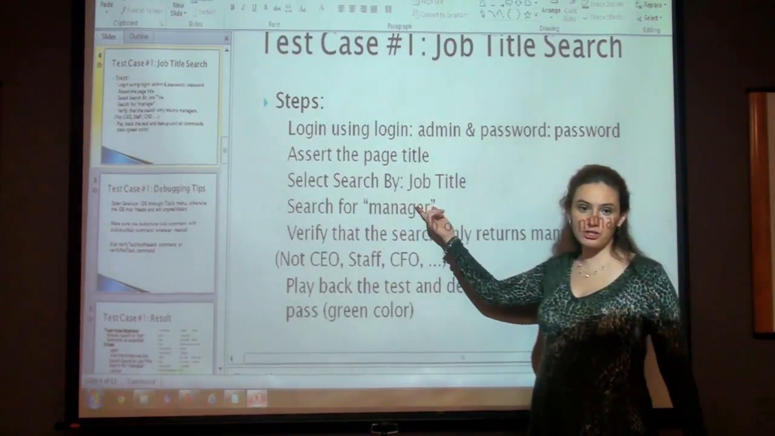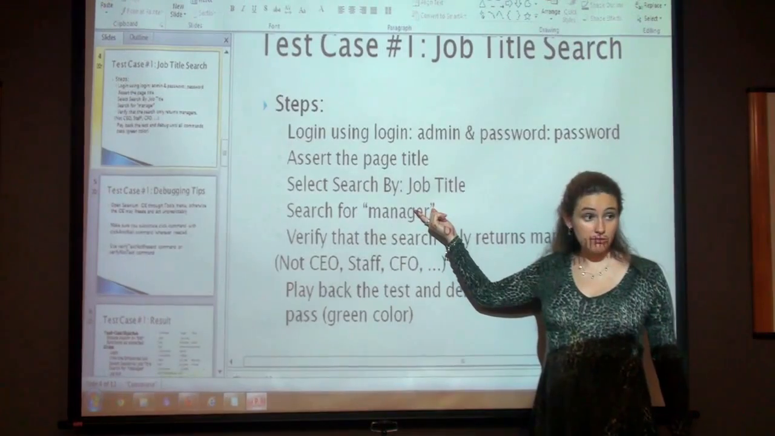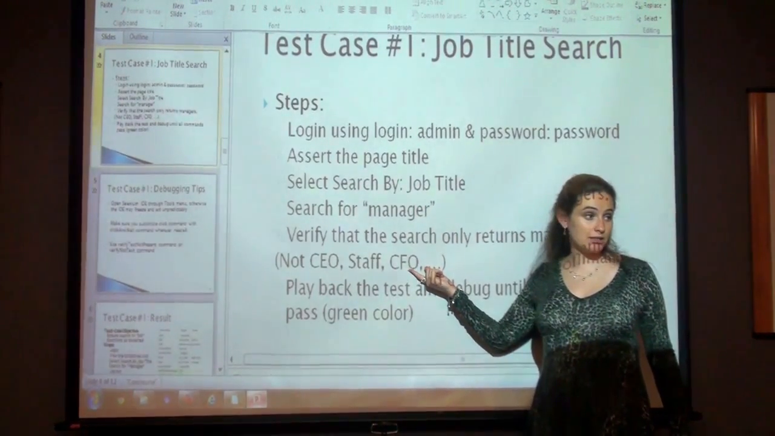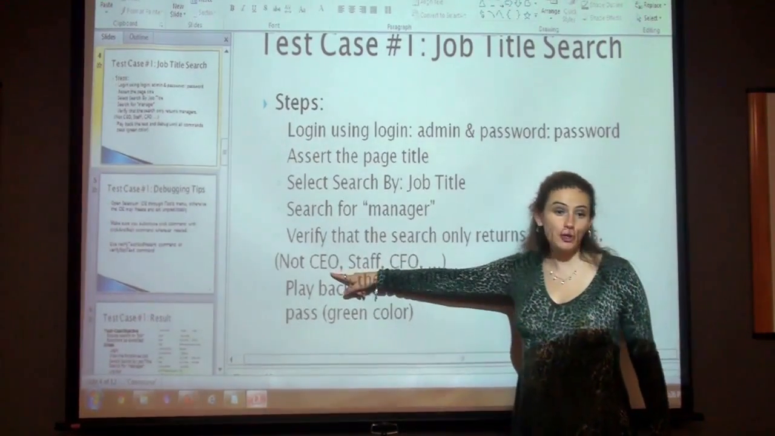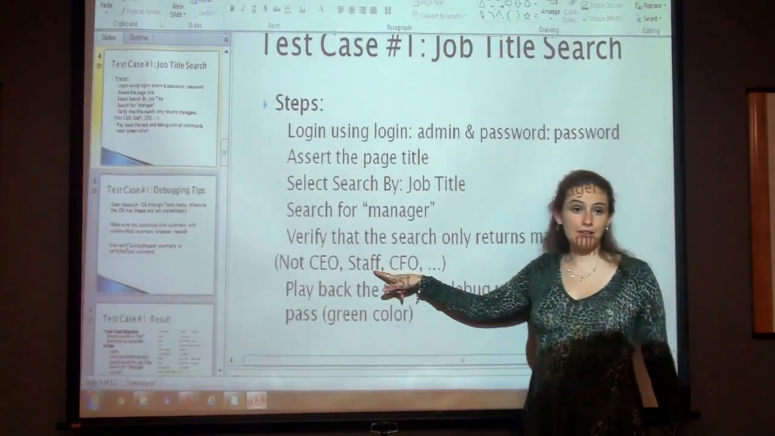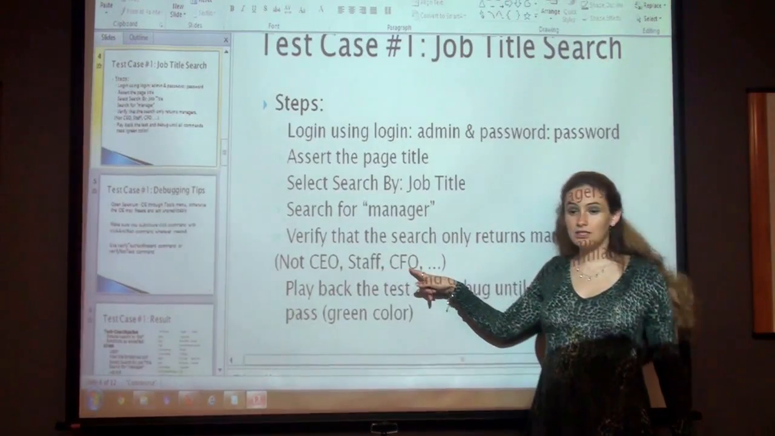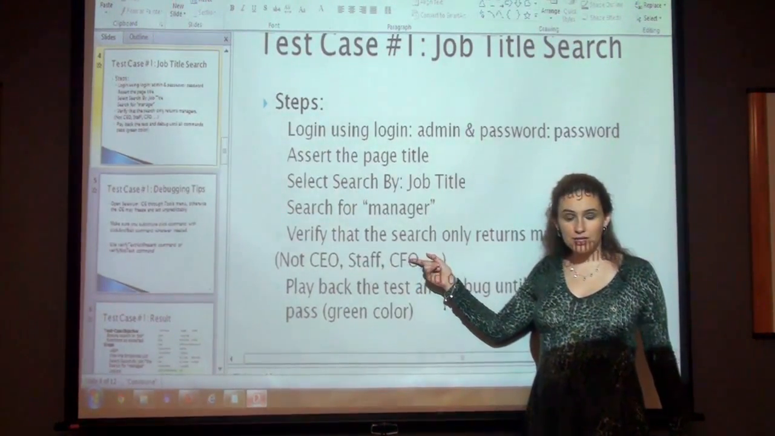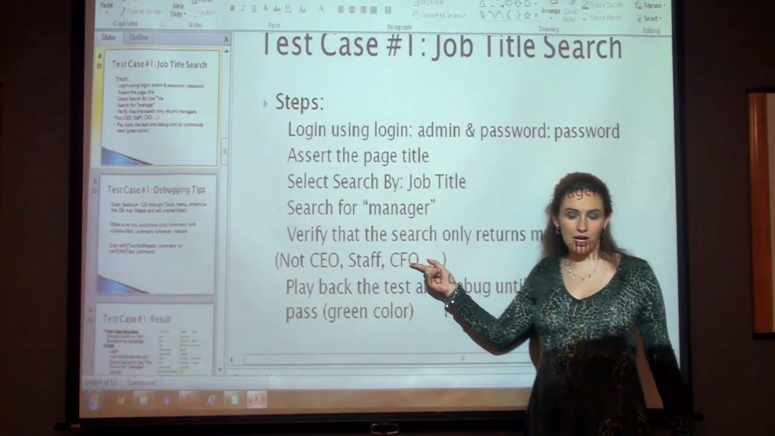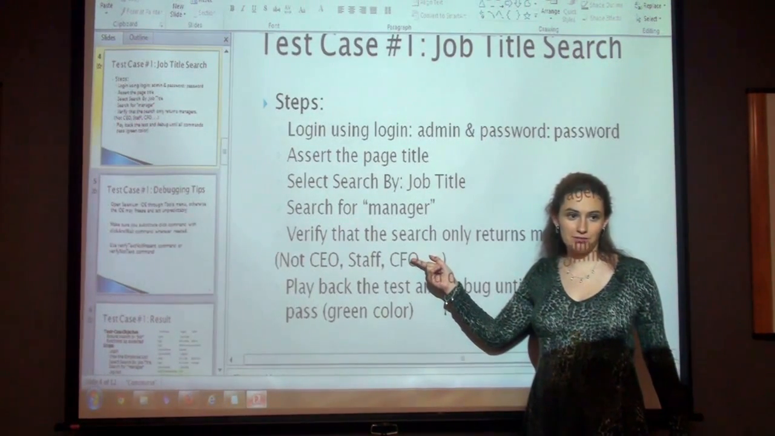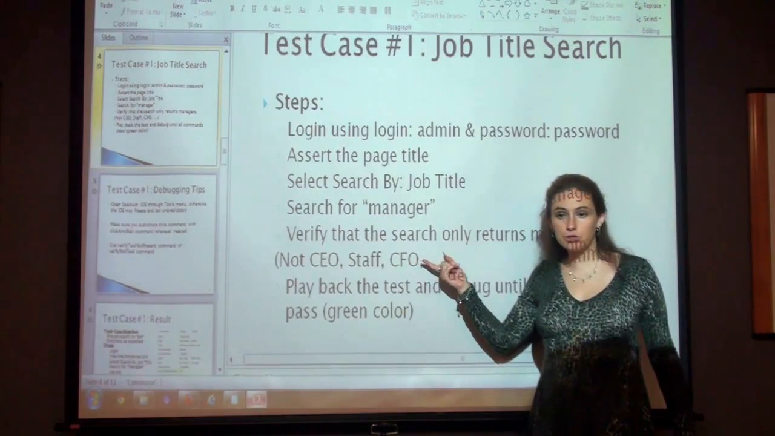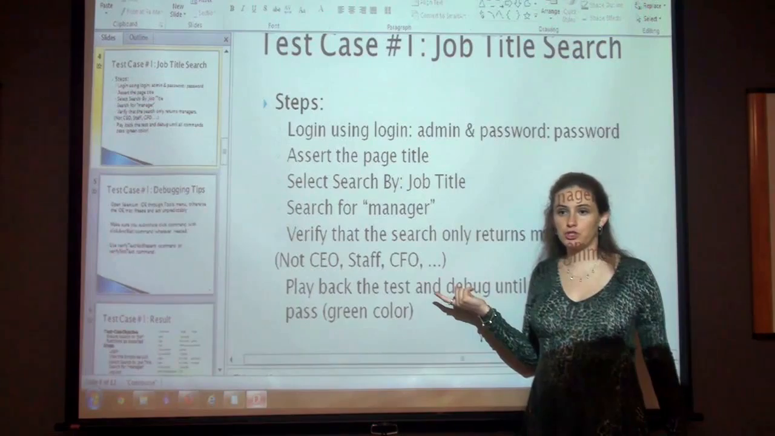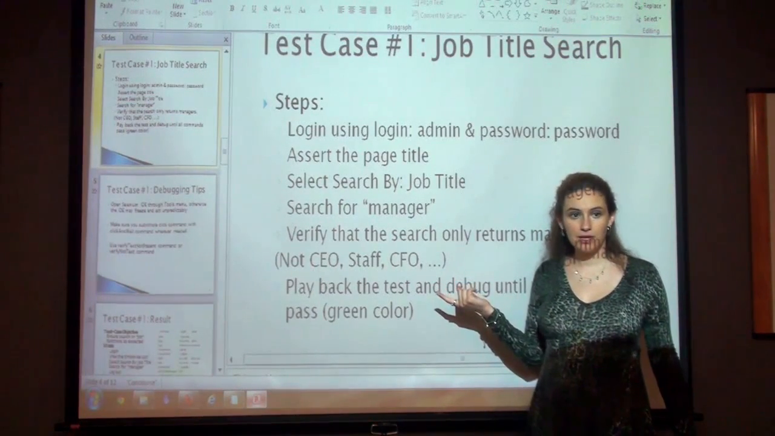Test case number 1 is to search for manager, and then instead of checking that manager was returned, we're going to check that CEO was not returned, staff was not returned, CFO was not returned. So far so good? Now, this one is a little bit weird because it's not a real world situation. Why is it not a real world situation? When I search for manager, I'm going to get multiple rows returned, right?